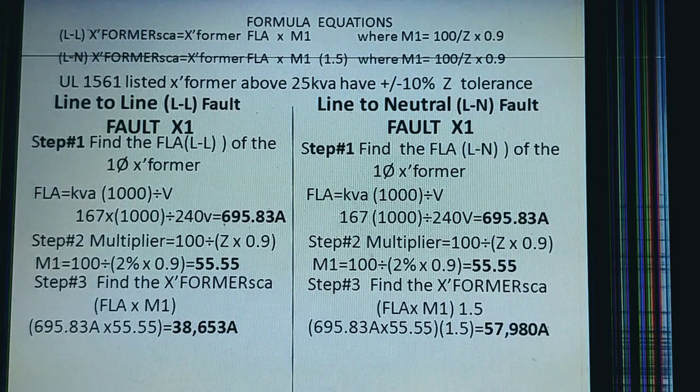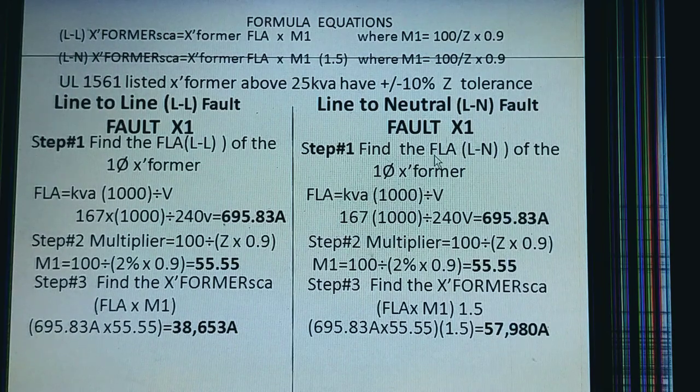Okay, let's go to this calculation here. You have the line to line fault here, and step one is to find the full load current, or the FLA, of the transformer. You have 167 times 1000 divided by 240, which gives 695, and the same calculation in the line to neutral, also 692. Also, multiply 100% by the C factor of 2, you have 2%. You have the same in the line to neutral as in the line to line.